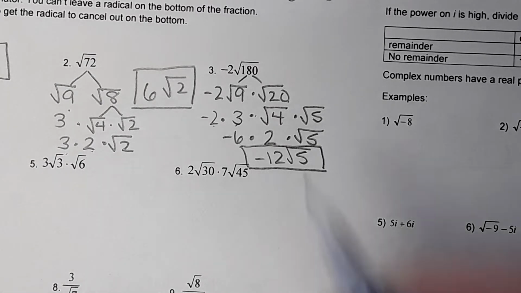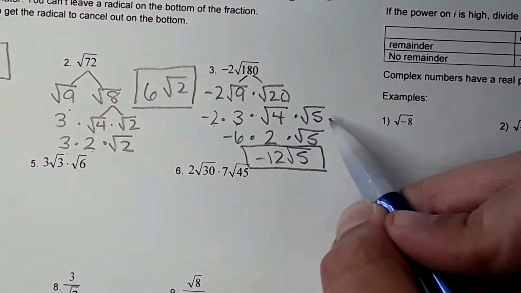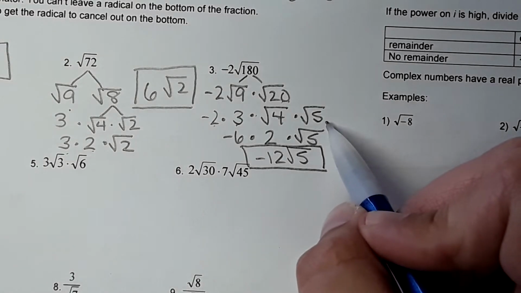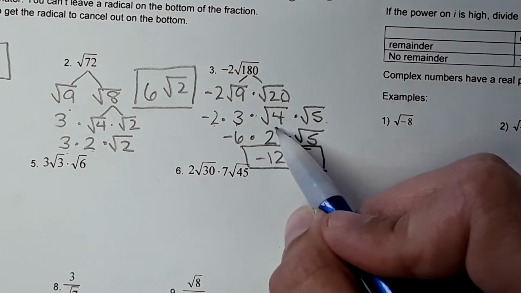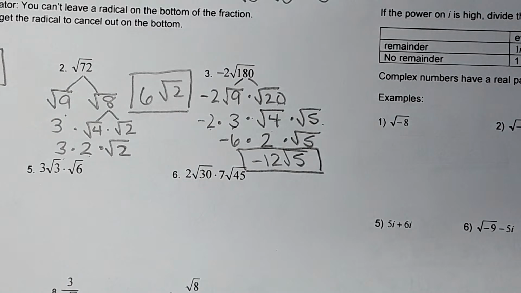So I could have broken 20 up in different ways. I could have done 10 and 2, but the reason why I didn't do that is because I wanted something that I could take the square root of.